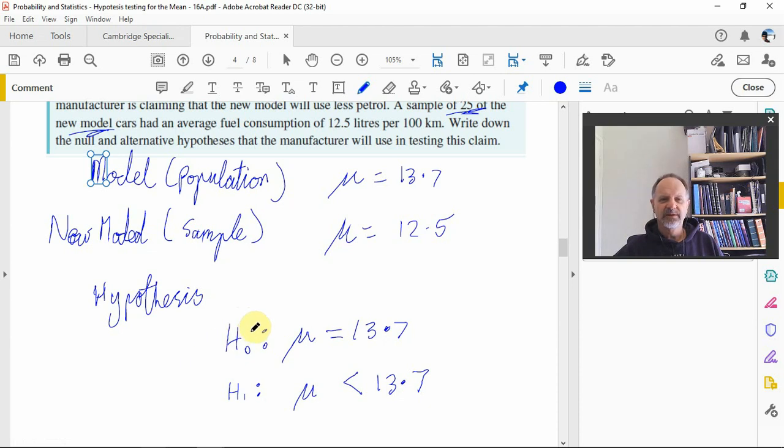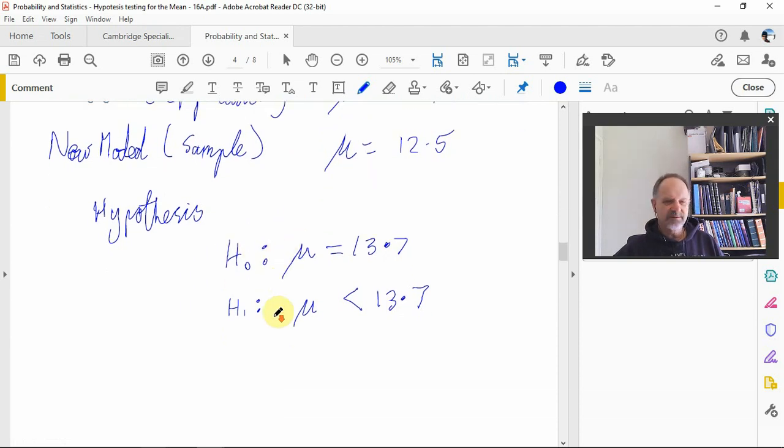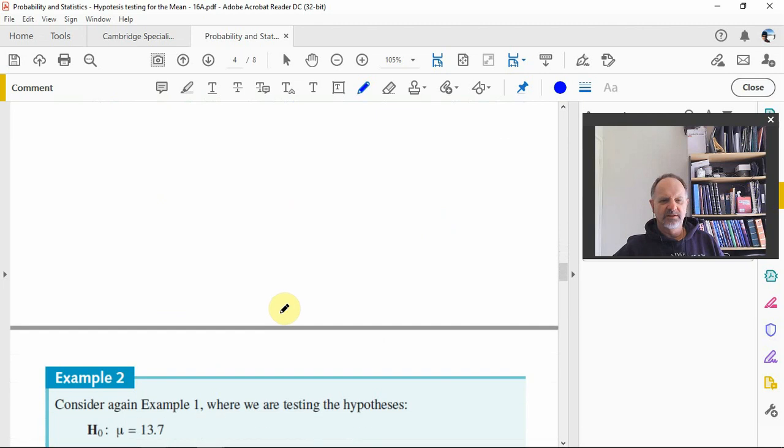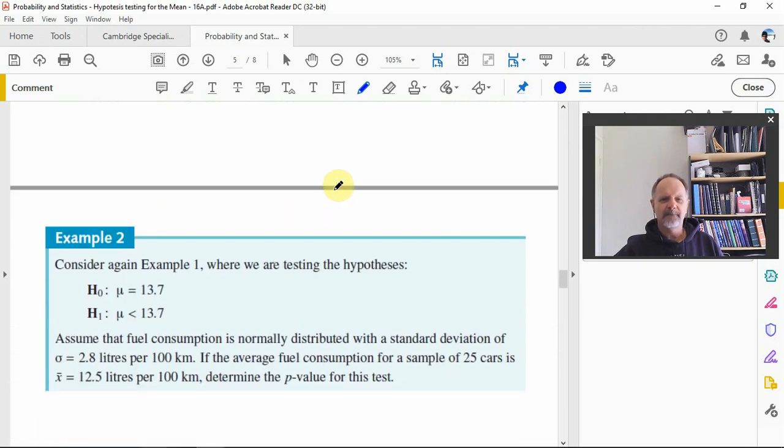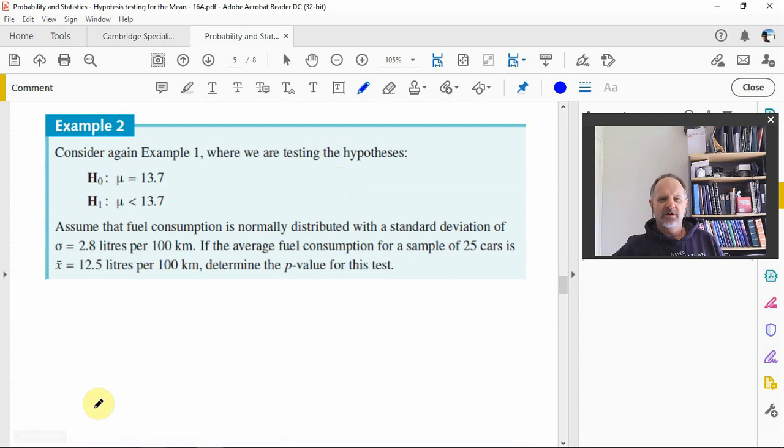All right, so when we test those, this is example 2, which is what we've just talked about up there. So what have we got? Assume that the fuel consumption is normally distributed with a standard deviation of 2.8. The average fuel consumption of the cars is 12.5, and we want to determine the p-value for this test.